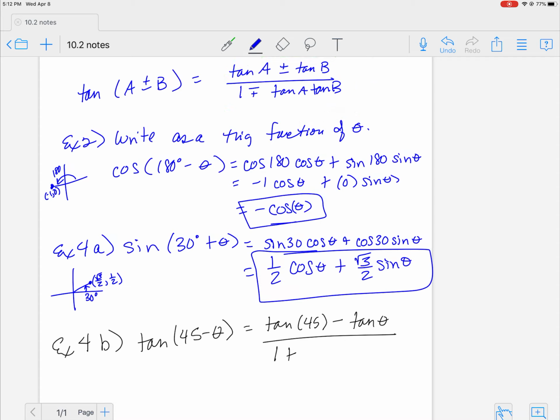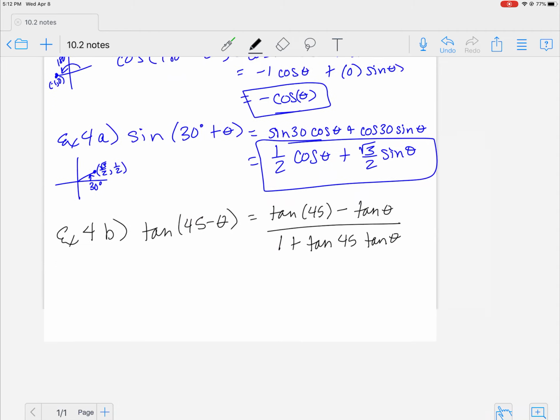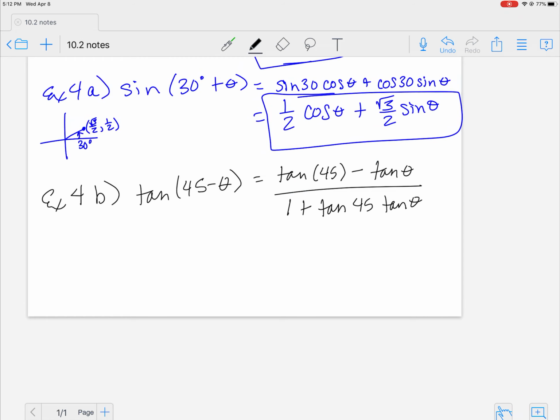oh man, I put AB up here. Sorry, guys. This is tangent A, tangent B. Note that. Like I may have said it and I just didn't write it. You guys could have been hollering at me the whole time. Sorry. So here I have tangent of my first, which is 45, and tangent theta. Hopefully that cleared it up if some of you were like, what? Where? What?